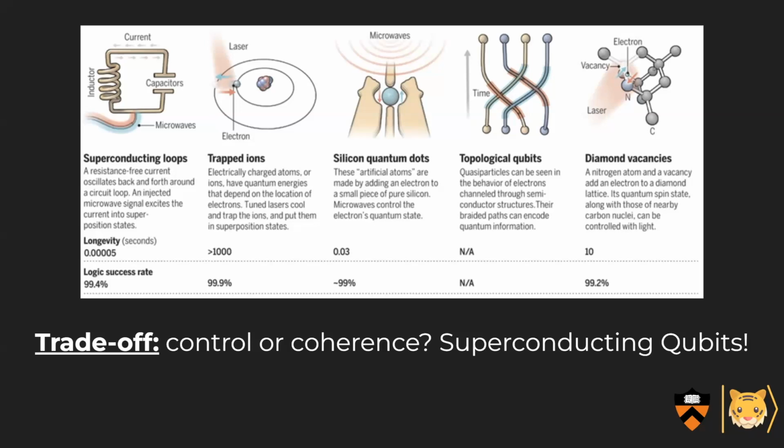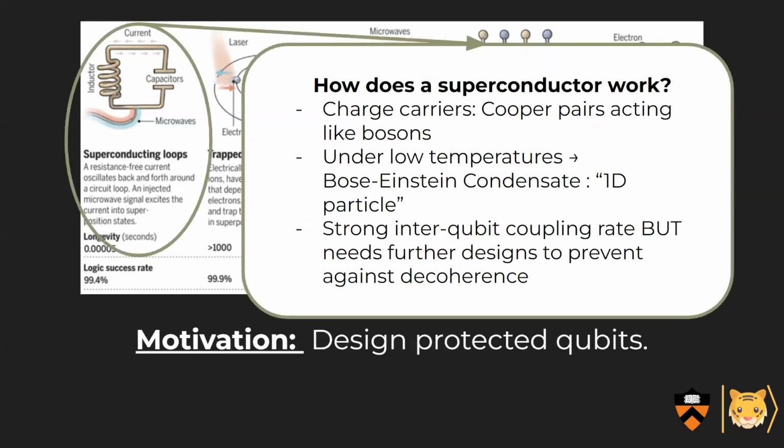Either you get to control the system really well with macroscopic quantum effects, or you get to have a coherent system at all times, but not much control of that system with microscopic degrees of freedom. And so what we decided was we use superconducting circuits, so superconducting loops.